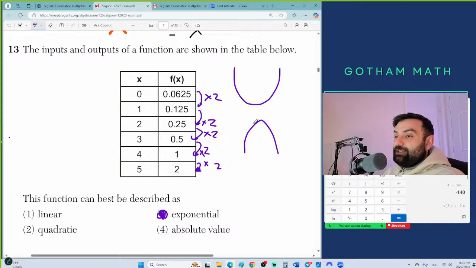Absolute value is the same as quadratic. Basically, I would say same. It will look very similar, you know. So, exponential.